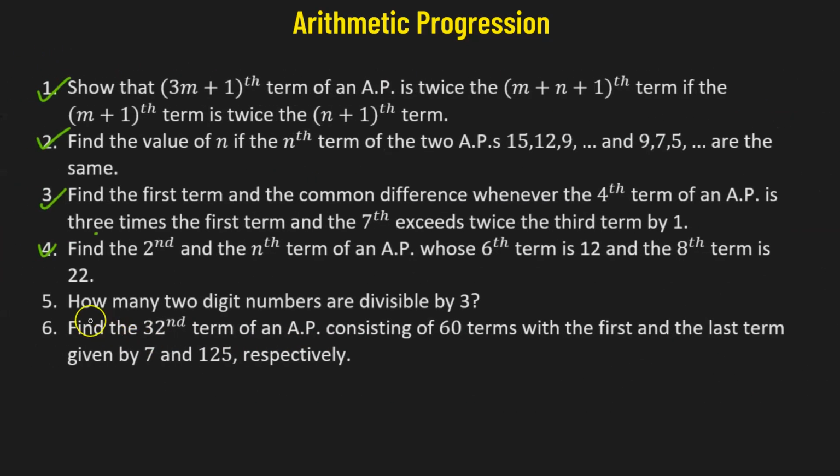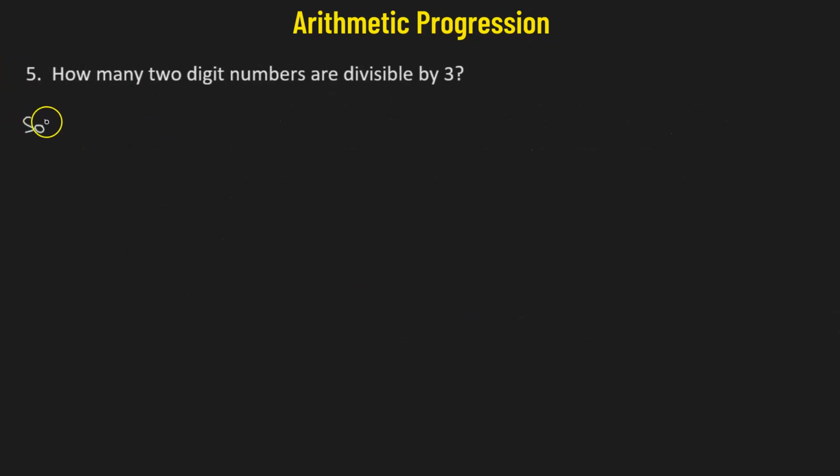Problem number 5. We have to find out the number of two-digit numbers that are divisible by 3. So let's begin. Before solving this problem, first let's find out the lowest two-digit number and the highest two-digit number that are divisible by 3. So the lowest two-digit number that's divisible by 3 is going to be 12. And after 12, the next number that's divisible by 3 will be 15.